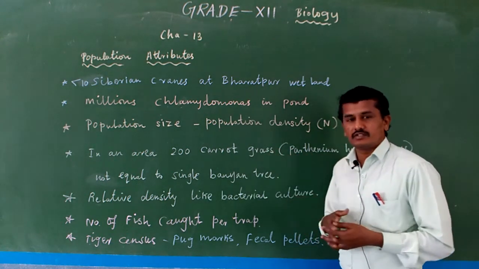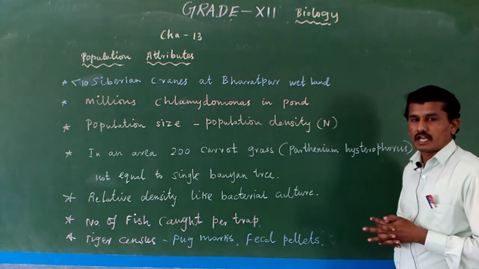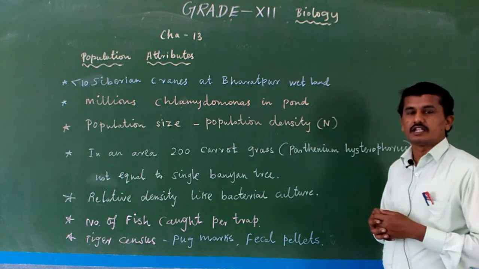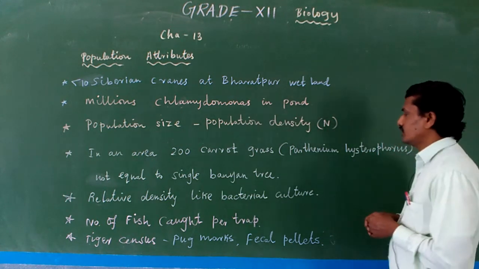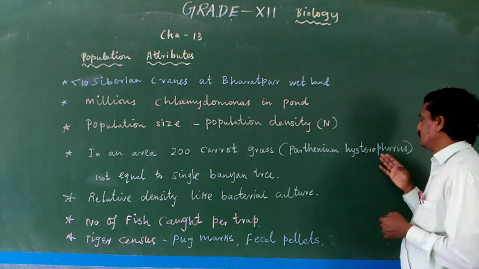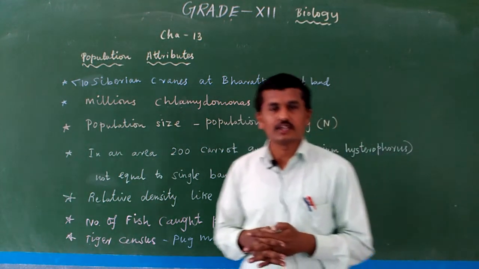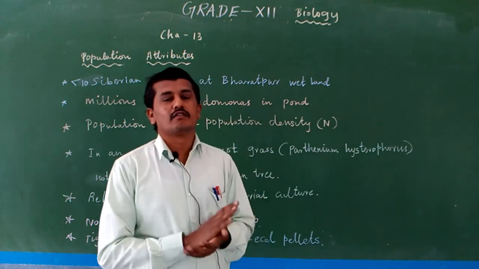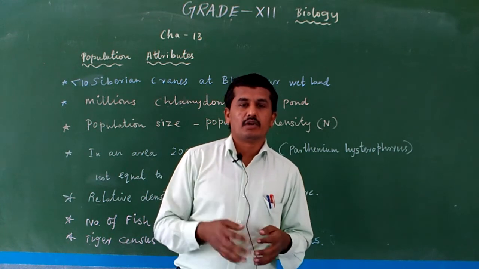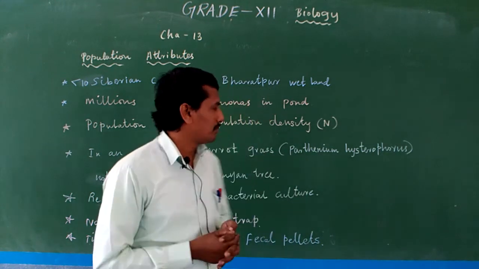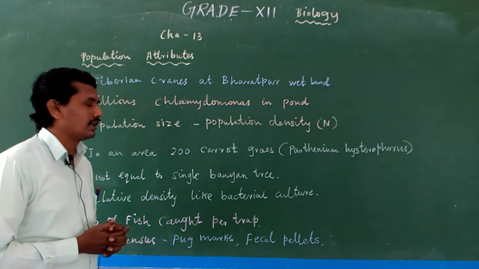In an area, for example, we count a population of 200 carrot grass. Carrot grass is a type of grass imported from other countries, contaminated through weeds. Carrot grass is scientifically Parthenium hysterophorus. It is an unwanted weed. It causes pollution, like air pollution, and even pollen allergy. Parthenium is a grass-like plant, the carrot grass.